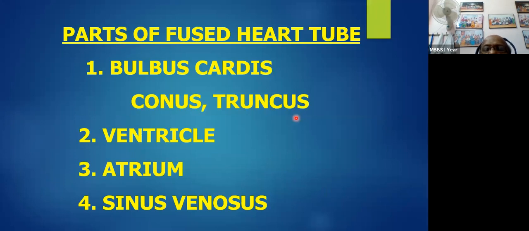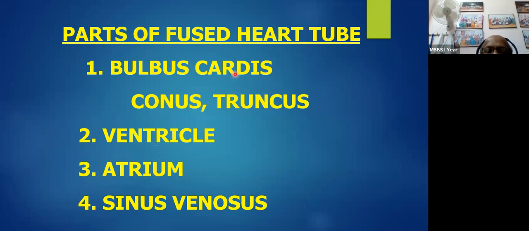Now, what are the various parts of the fused endothelial heart tube from cranial end to caudal end? Bulbus cordis. Note that, bulbus cordis. Next, we have ventricle. Next we have atrium. Then the fourth one is called sinus venosus. The sinus venosus is the venous end. The bulbus cordis is the arterial end. Other than that, the other two are common. So already you studied about ventricle and atrium.